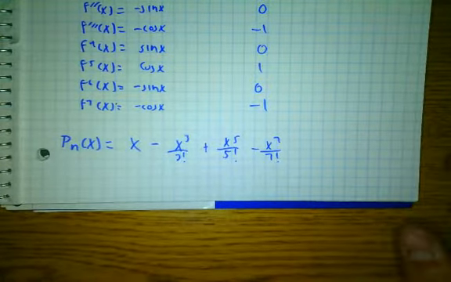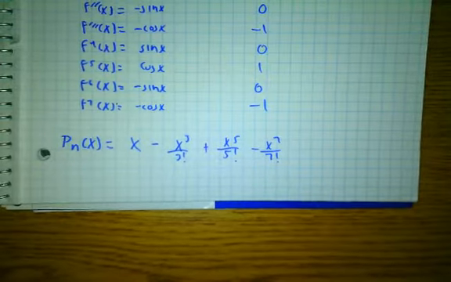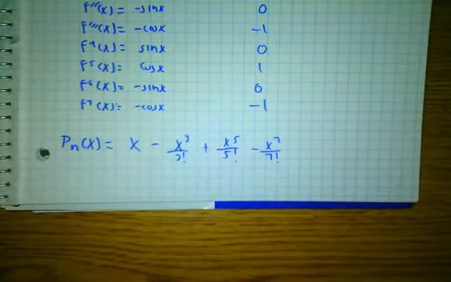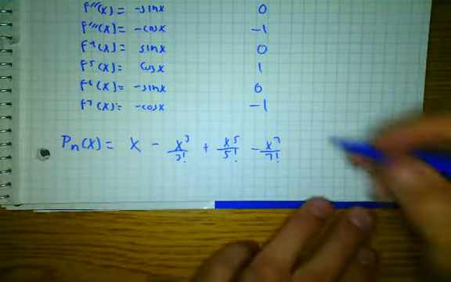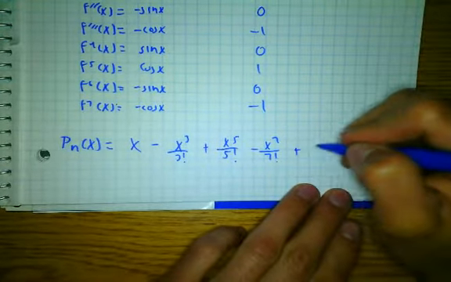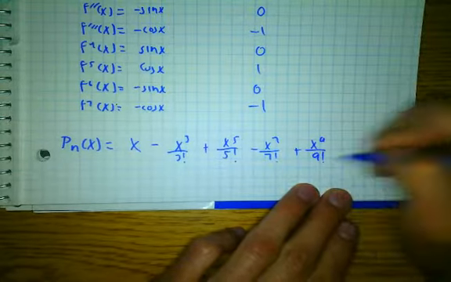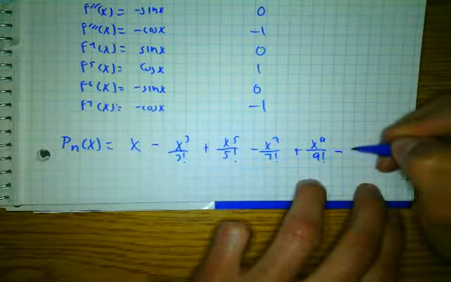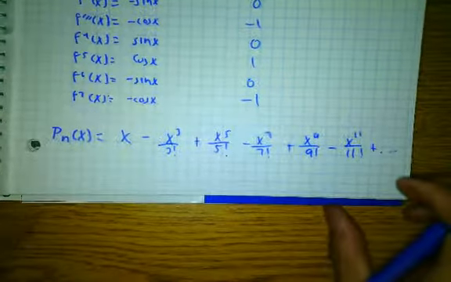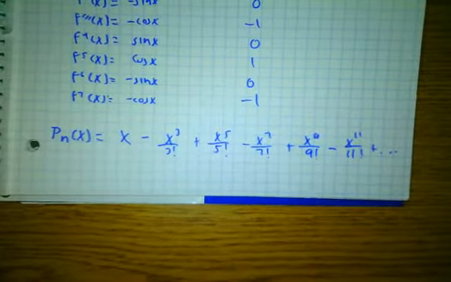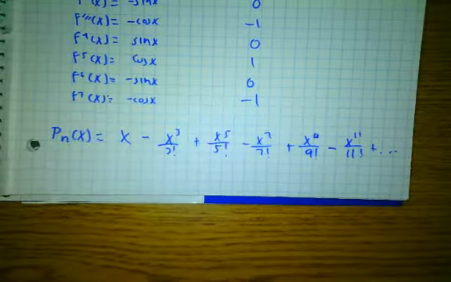Now, do you recognize a pattern? Can you continue the pattern without finding more derivatives? What will be the next two? Minus. And then this continues forever, right? The idea here is that we want this to continue forever. We want to make this into a series.